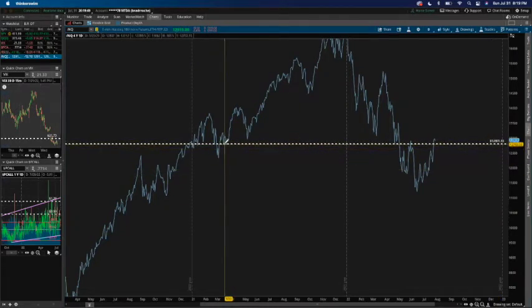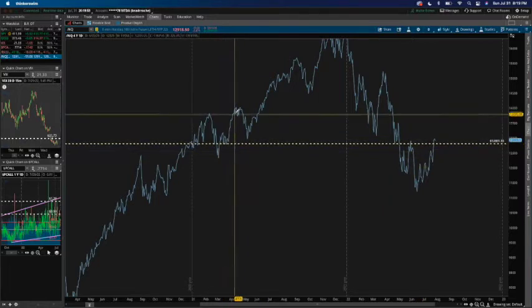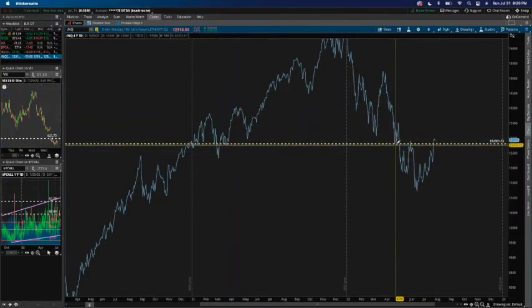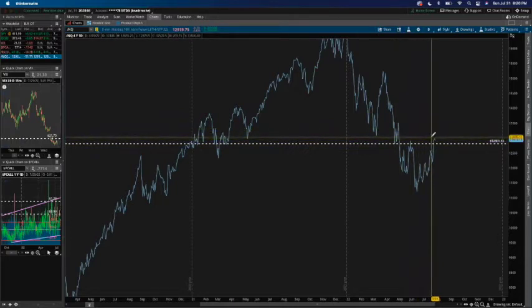2 touches, 1, 2, and then we got a third touch here. And then we had a pretty good rejection here. So that's what we're looking for. 1, 2, massive move. And then another good bounce. Same thing here. And then what are we going to do from here? We keep looking for levels, right?